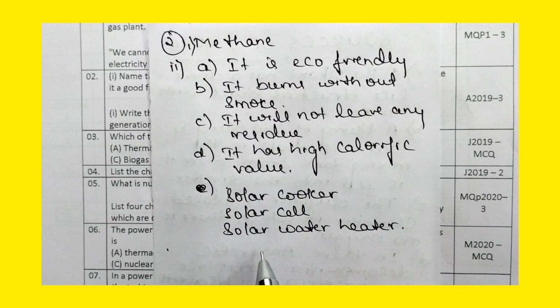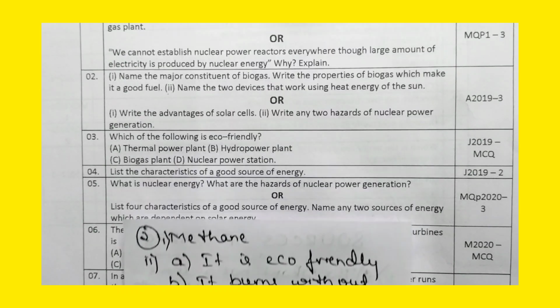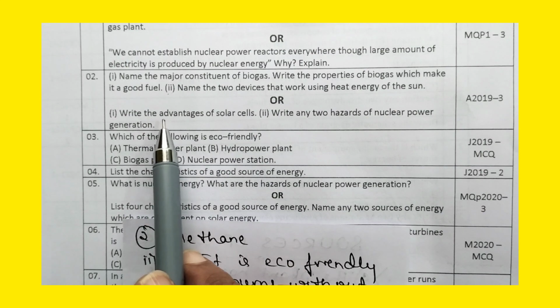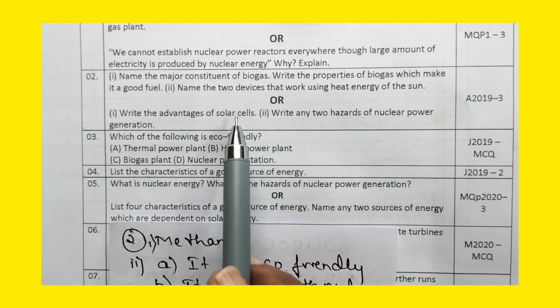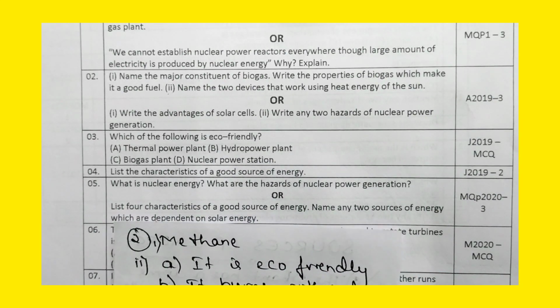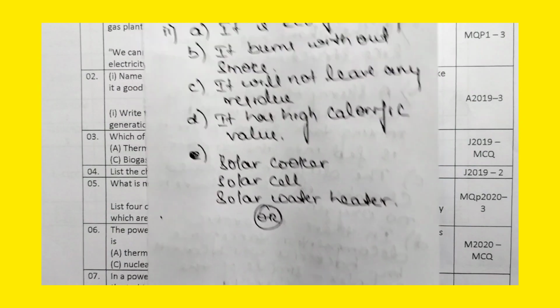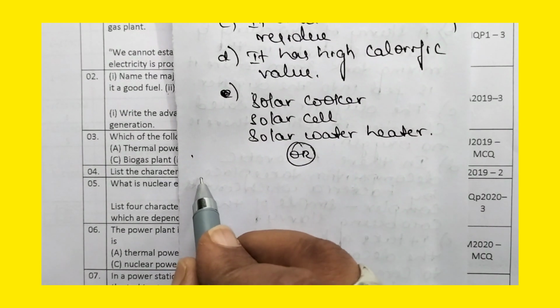Next, let us move to the internal choice question. Write the advantages of solar cell. Write any two hazards of nuclear power generation. So now let us answer this question. Write the advantages of solar cell.